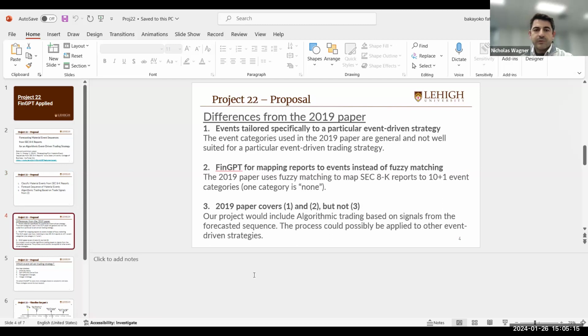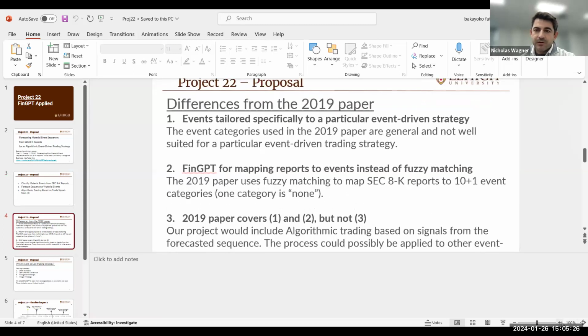Okay, so some of the important differences from the 2019 paper are, first, that the events would be tailored specifically for a particular event trading driven strategy. The 2019 paper just looked at general events. It didn't tailor it to a specific purpose. It just categorized it to 10 different events and looked at whether or not they could predict the future sequence based on a memory of sequences.